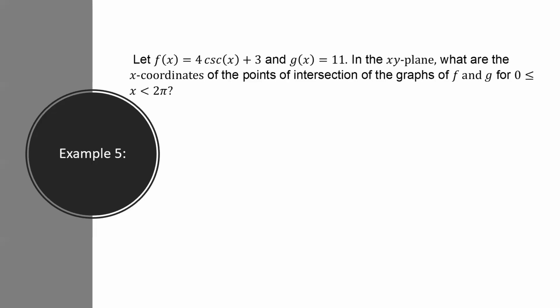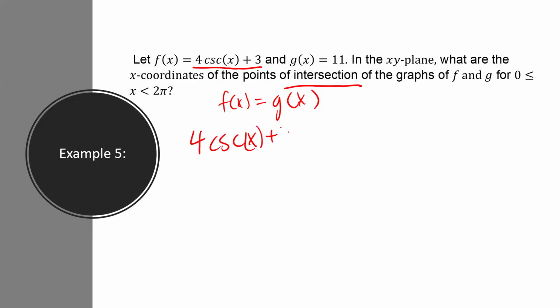So when it says you're looking for your points of intersection, that means that you're setting f of x equal to g of x. Because if they're not equal, are they going to ever intersect? No. If they're not equal, they can't intersect. So now I'm going to substitute in f of x. F of x is 4 cosecant x plus 3. So 4 cosecant x plus 3 equals g of x, which is 11.